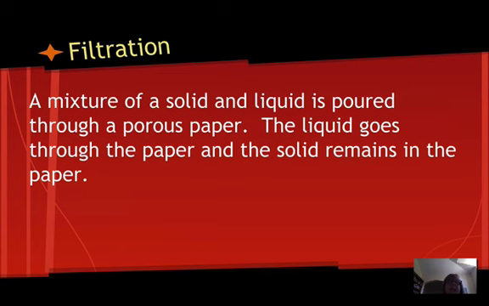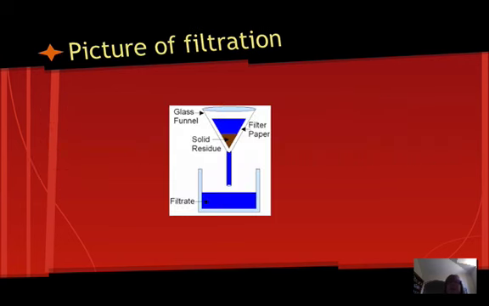Filtration is for a mixture of a solid and a liquid. You pour it through a porous paper, like a coffee filter. The liquid goes straight through the paper and the solid remains behind. Here's a picture of how we filter things in chemistry. We have a funnel with a piece of filter paper inside, and we dump our mixture in. The solid stays behind in the funnel, and the liquid goes right through. The liquid that comes out the bottom we call the filtrate.